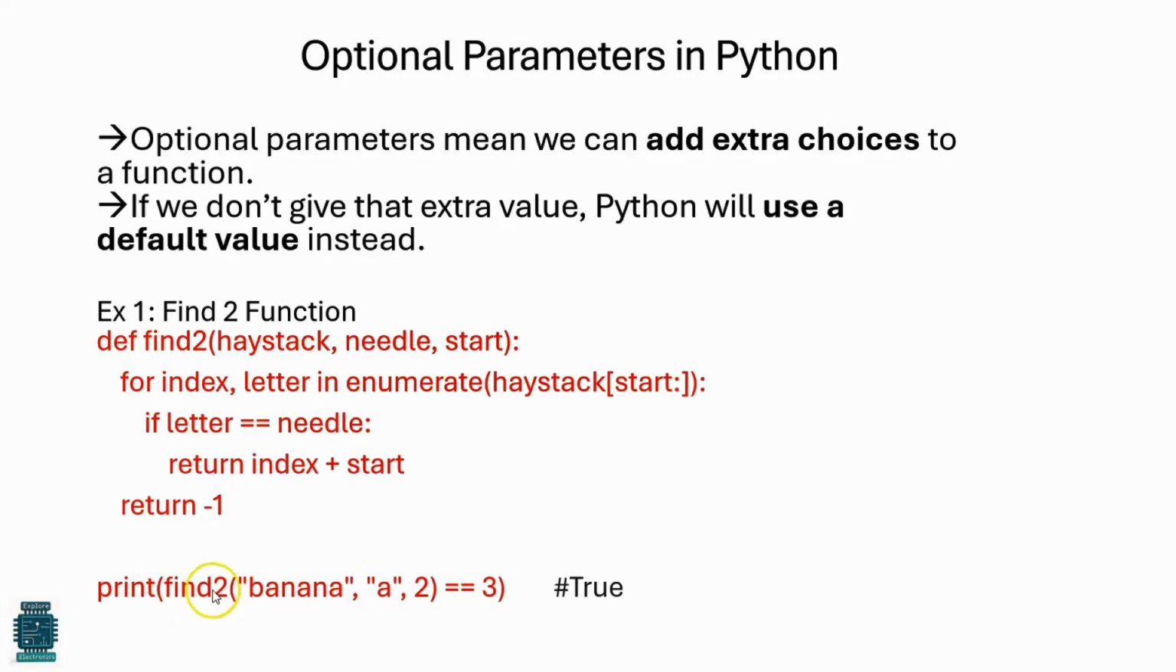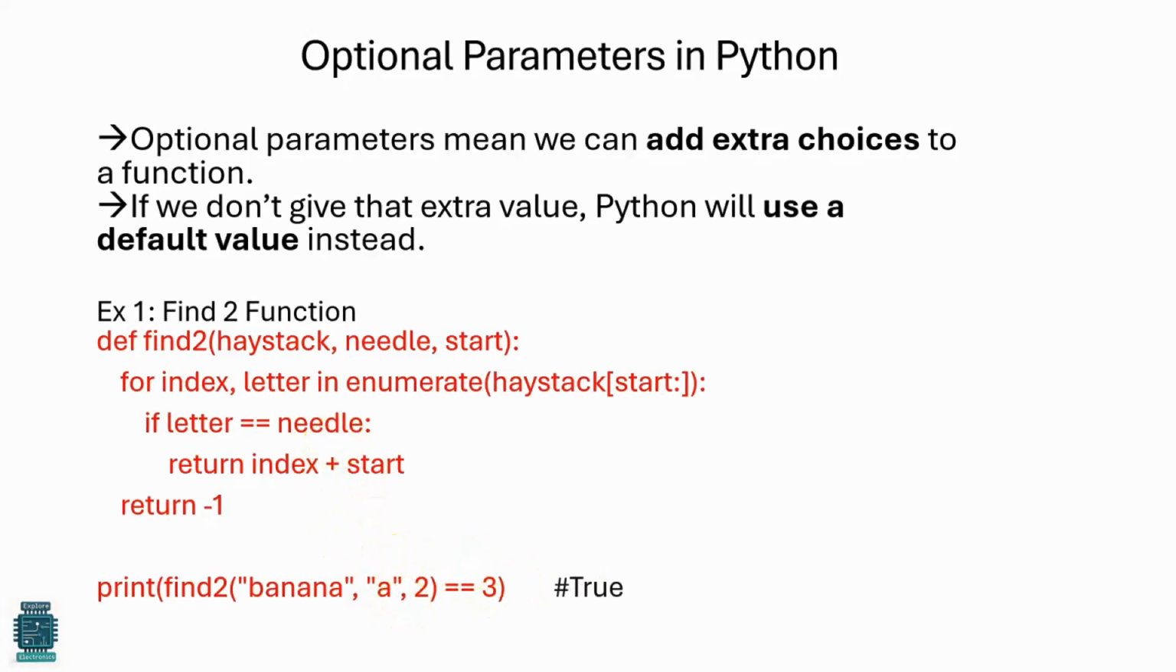Here print(find_to('banana', 'a', 2)) gives 3, which means it will check if the first A after index 2 is at index 3. Then it will print true. If it is true, it will print true.